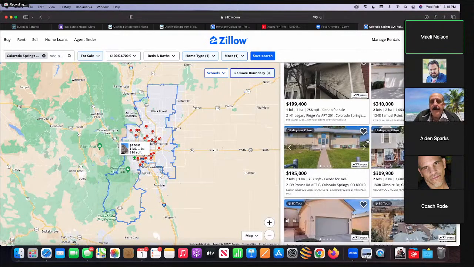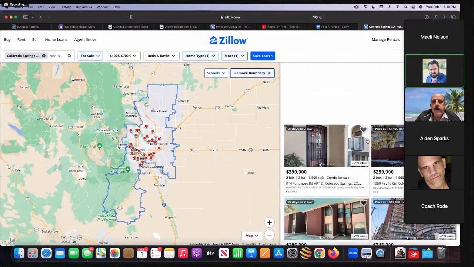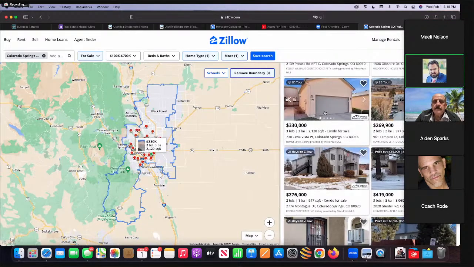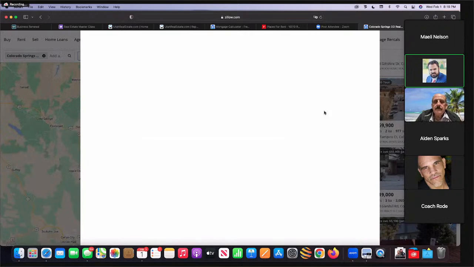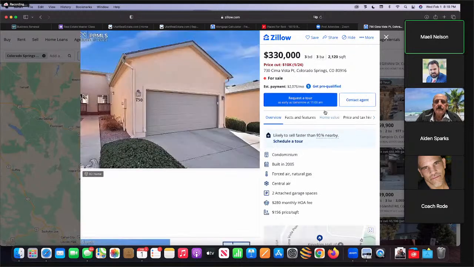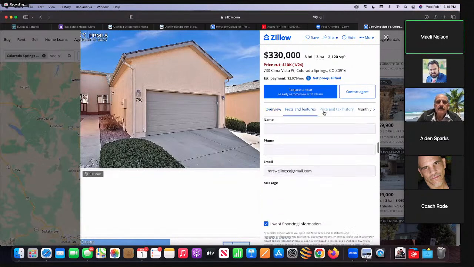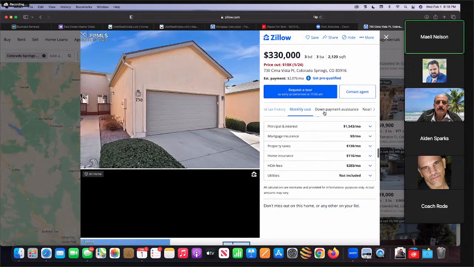What do we want to see? What do we want to see, people? How about this 330,000 one? Right there. Okay, so purchase price is 330,000. Let me verify that there's a rent. That's what the condo said too, didn't it?